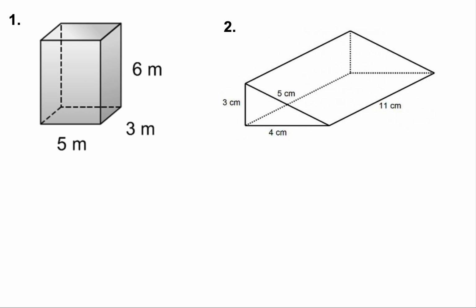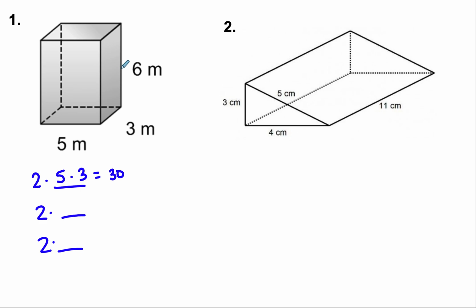All right, let's check our answers. So for my rectangular prism, 2 times something, 2 times something, 2 times something. I'm looking for the different combinations of sides. So I'm going to start with the bottom and the top. The bottom and the top are 5 times 3. 2 times 5 is 10, times 3 is 30.